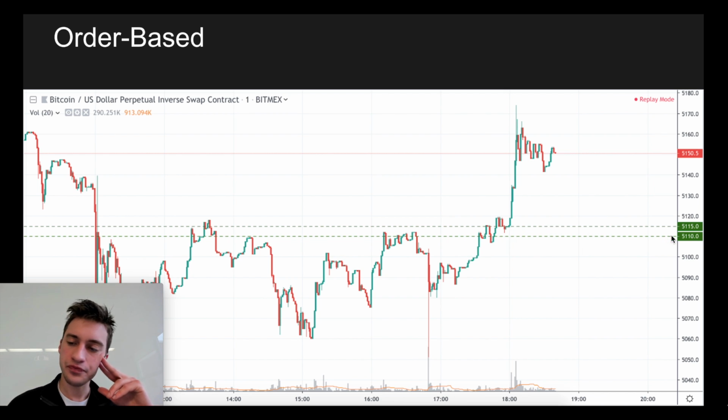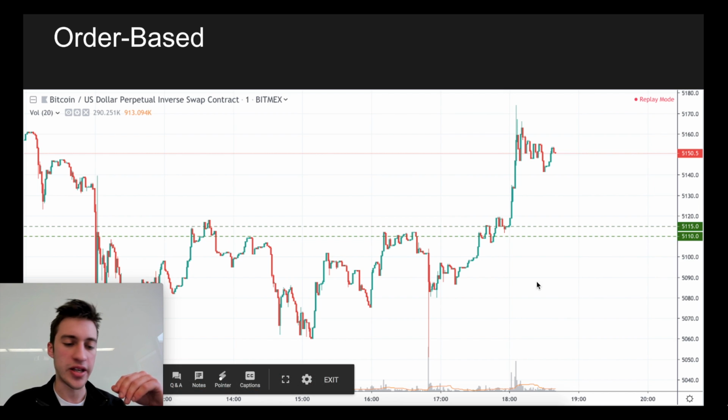So here's what you do. You set a 51.15 and a 51.10, two limit orders, let's say, just for the sake of argument, 10,000 contracts apiece with total potential position size of 20,000 contracts on BitMEX. And then you set a stop loss maybe right below. This is not the best place to place a stop loss, but let's say you place a stop loss at like 50.80. Okay, here's what happened.